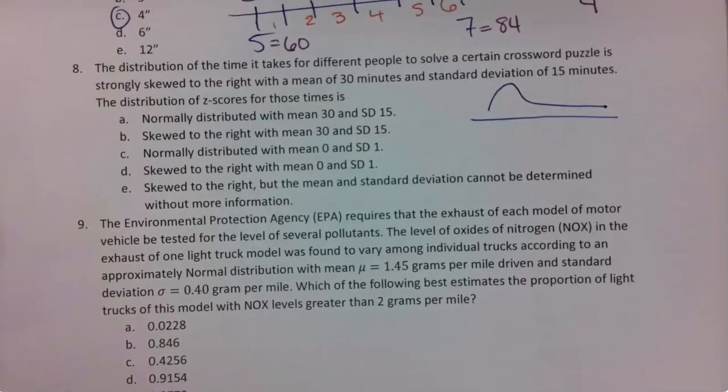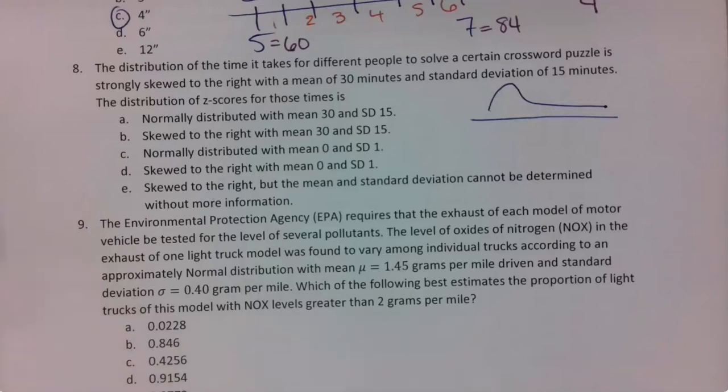A, normally distributed with a mean of 30 and a standard deviation of 15. B, skewed to the right with a mean of 30 and a standard deviation of 15. C, normally distributed with a mean of 0 and a standard deviation of 1. D, skewed to the right with mean 0 and standard deviation 1. And E, skewed to the right, but the mean and standard deviation cannot be determined without more information.